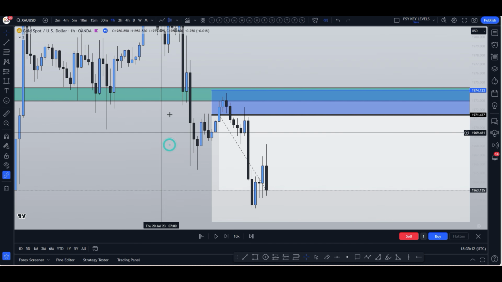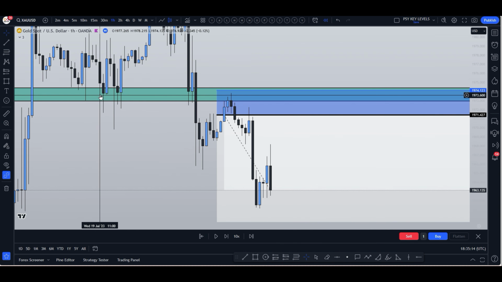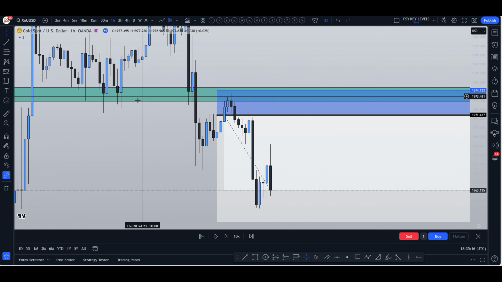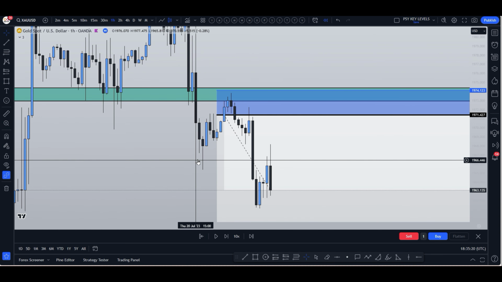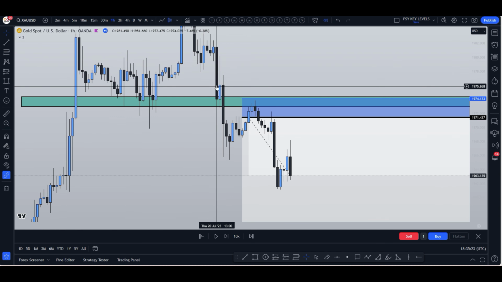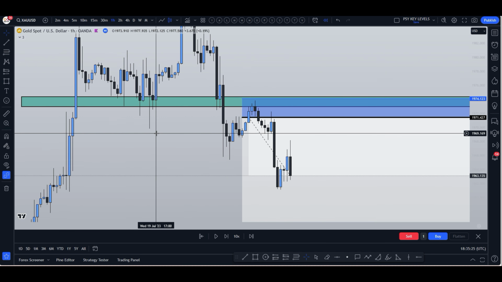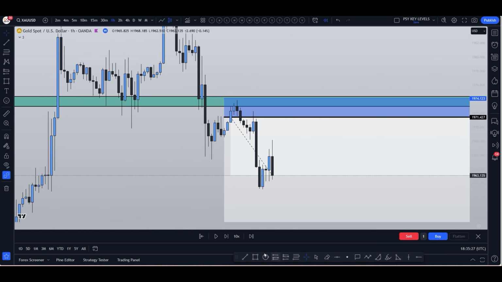Okay, price has broken through. First it creates multiple wick rejections. Now we know this is a key area. Price breaks through, creates a new low. So now we know the market wants to sell. Now it's in a downtrend.